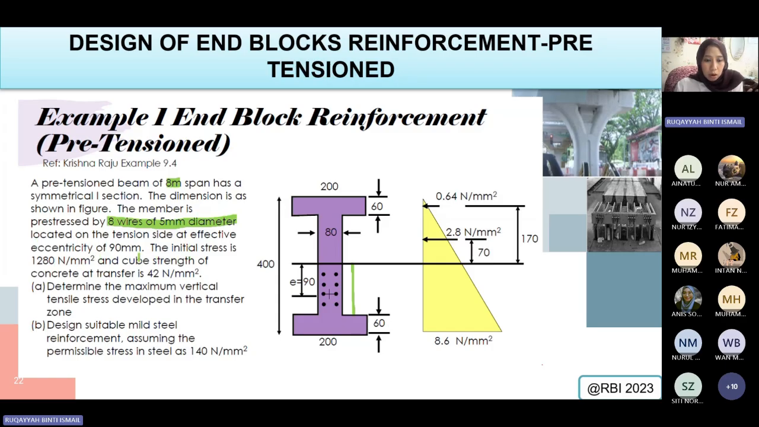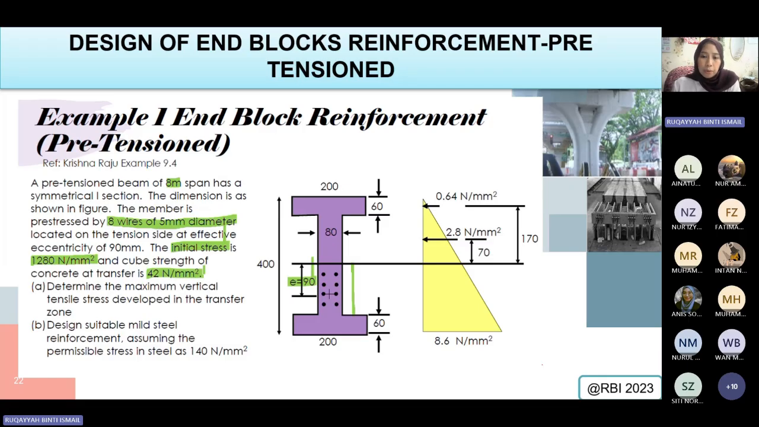Effective eccentricity of 90 mm. So that means they already calculated the effective eccentricity, which considers all the eccentricities of the wires to your neutral axis. So they take around 90 mm as the average or effective eccentricity. The initial stress is taken as 1,289 Newton per mm square for the tendon, and also the cube strength of concrete is 42 MPa.